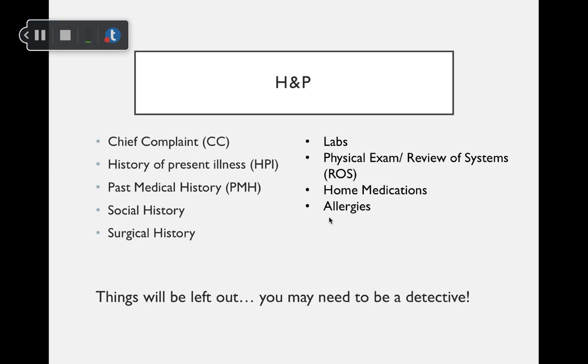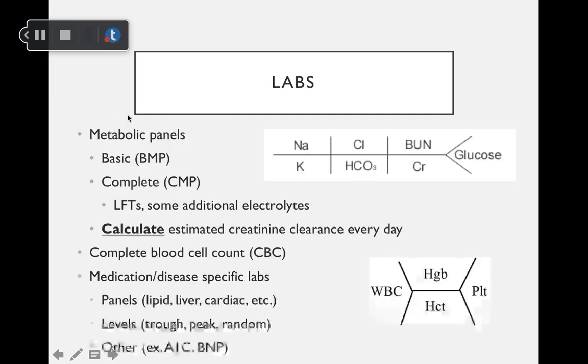Also, it's important to note that things will be left out of this H&P, and you may need to be a detective. So if I find Granny's on a random medication that I can't explain, that's a good place to start digging through the chart and trying to find, well, why does she have this medication? Is there something that happened in her history that maybe I can't find but did happen, or was this an error and it needs to be fixed?